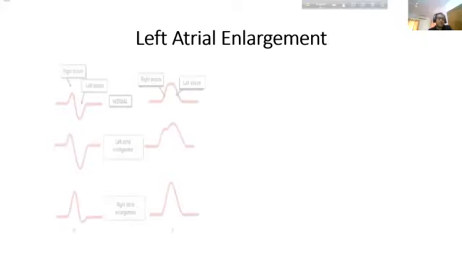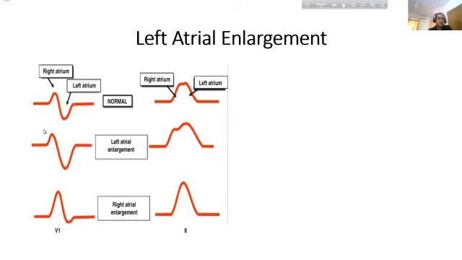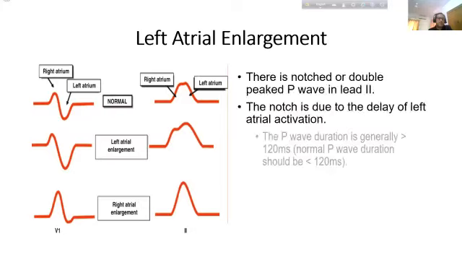And left atrial enlargement, you can see on the ECG, right atrial enlargement and left atrial enlargement. Here is the normal, this is the left atrial enlargement with the broad bifid P wave, and this is only right atrial enlargement, due to delayed activation of the left atrium. There is a notch in the P wave, and the P wave duration is usually more than 120 milliseconds. And obviously, we have a negative terminal P wave in lead V1 supporting the diagnosis of left atrial abnormality. And here is the volume overload ECG.